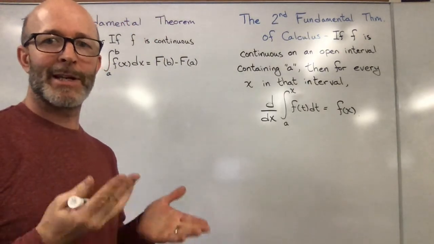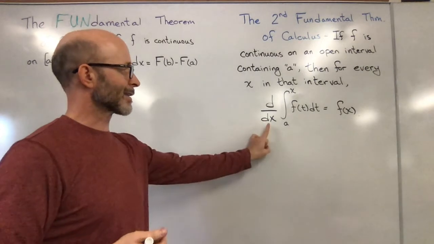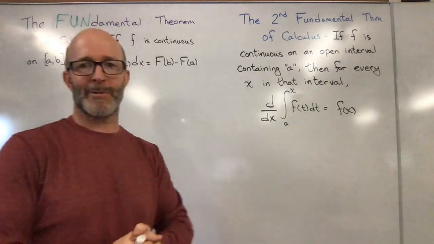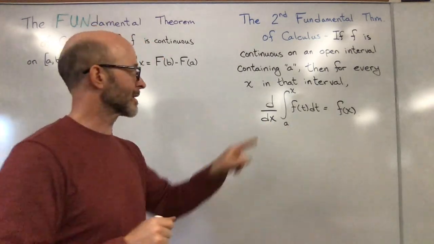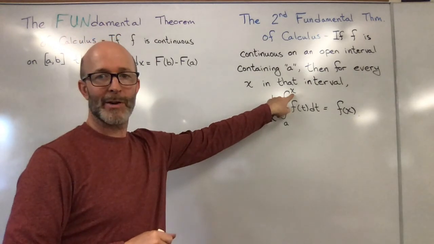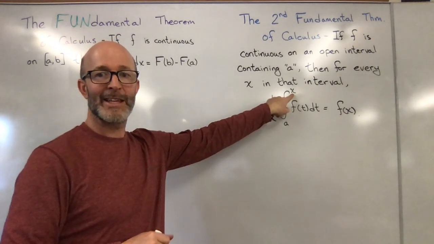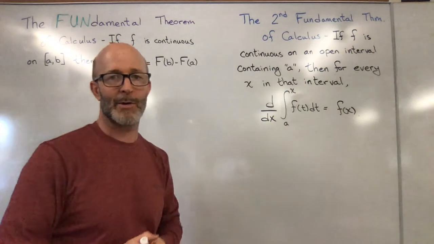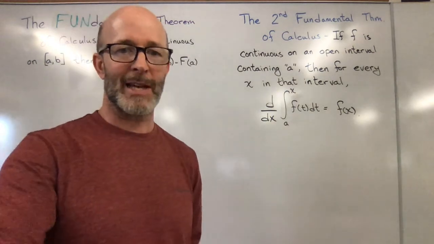This is the completed theorem. You take the derivative of an integral, you wind up with the original function. But it only works if you have a variable at the upper limit and a constant at the lower limit. We'll do a bunch of examples in just a moment.